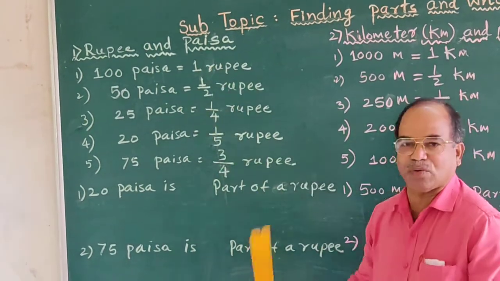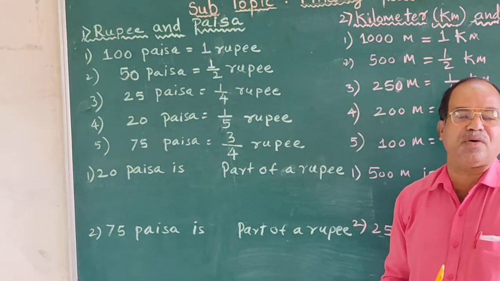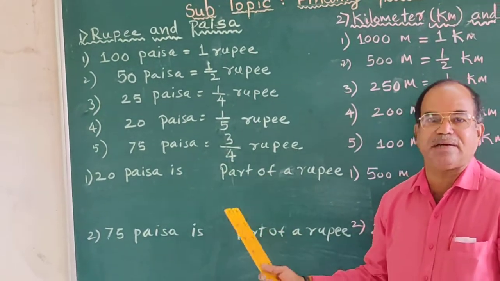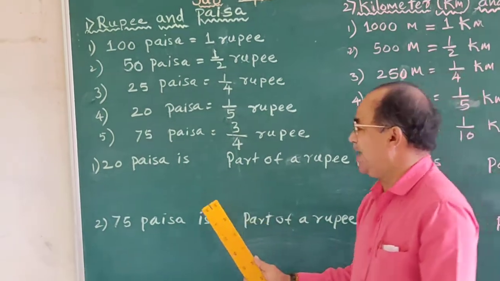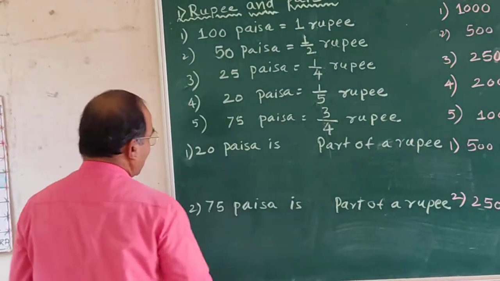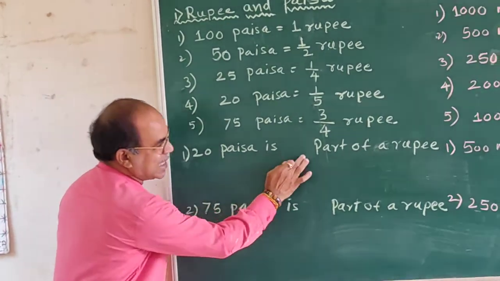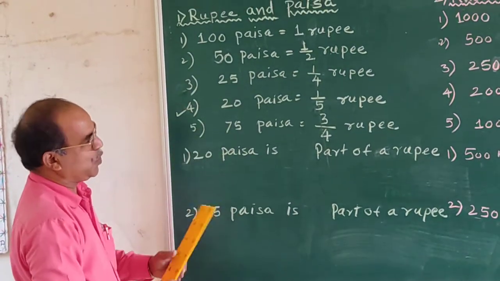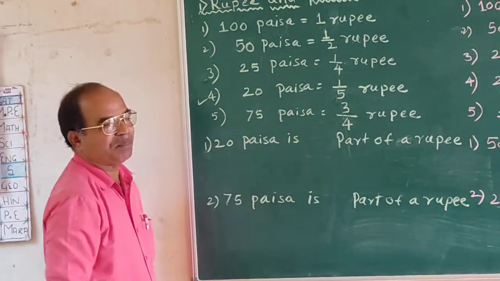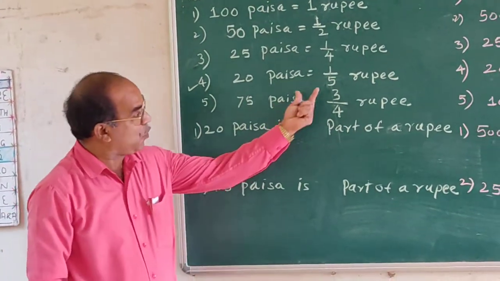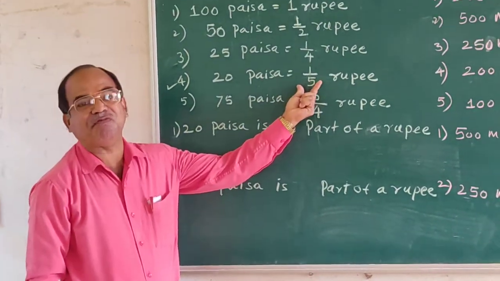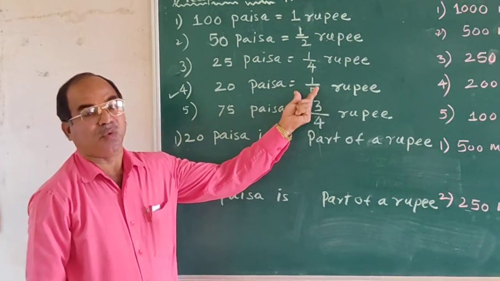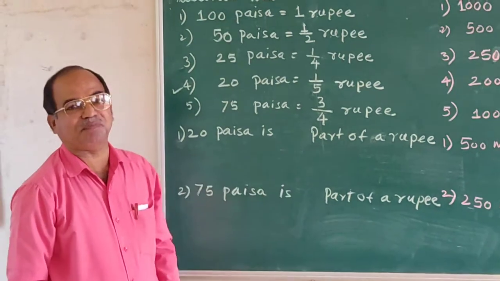What is the part of that whole? Today we will discuss what is the part of the whole, how to find the part of that whole. So let's discuss. 20 paisa is a dash part of rupee. Here I have written it. You can see, and you know, 20 paisa is a 1/5 part of rupee. So we have to find how this 1/5 part comes. Then we are going to learn how we will find this 1/5 part.